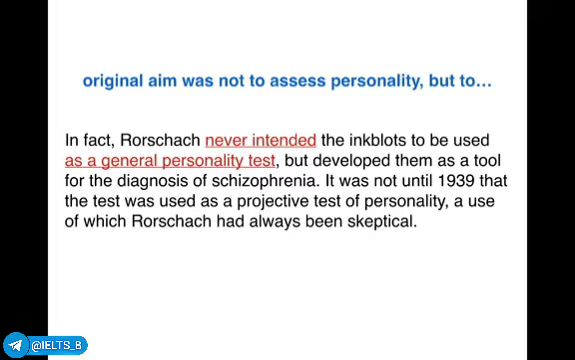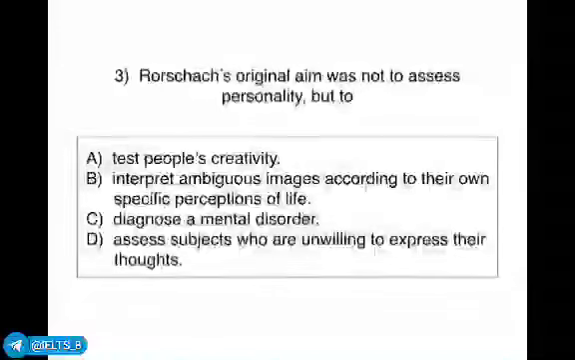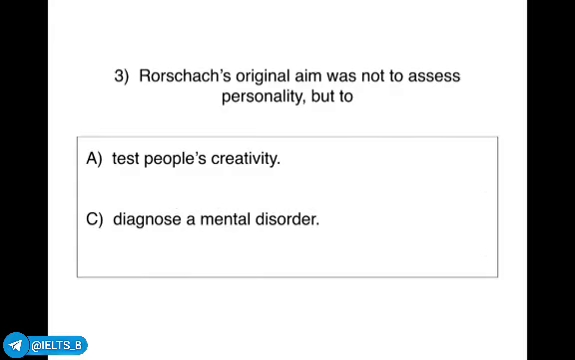But to. Notice we have the word but in both the question and in the passage there. So, here we have the answer. Develop them as a tool for the diagnosis of schizophrenia. This should be an easy one. We go back to there. The passage made it clear that we're looking at C. It's going to be C. We've only got 2 choices left. It wasn't about creativity. It was definitely about diagnosing a mental disorder. Diagnosis of schizophrenia. So that's it. We've done the 3 questions, and it was clear how we did it.